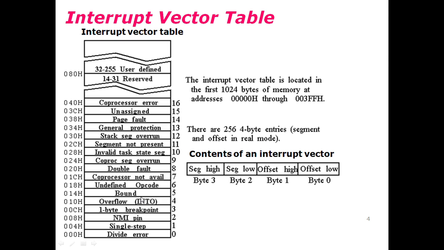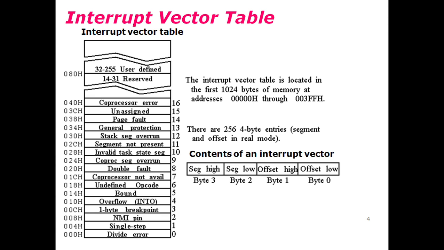And then after the first 32 interrupt vectors, where the first interrupt is at 0 and the last is interrupt 31, there are user-defined interrupts as well, starting from interrupt vector 32 to the final interrupt vector, which is 255. So the interrupt vector table is located in the first 1024 bytes of memory, at addresses 000H through 03FFH, and there are 256 4-byte entries, each with a segment and offset in real mode.